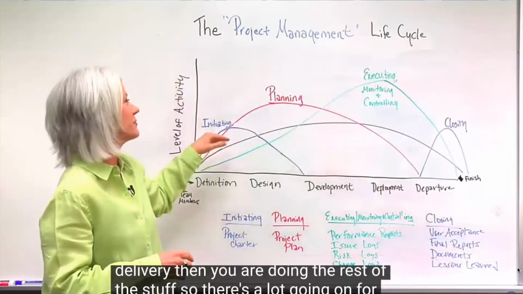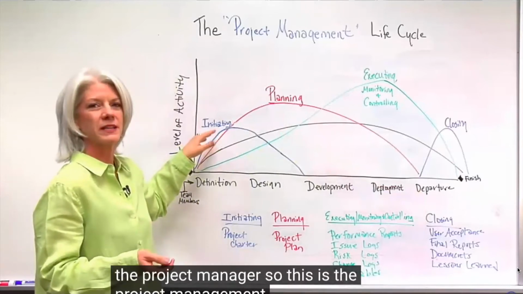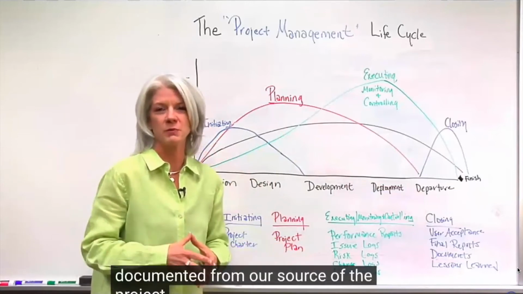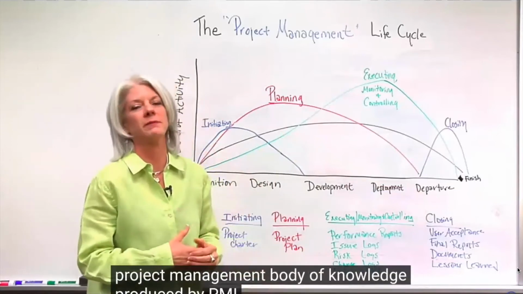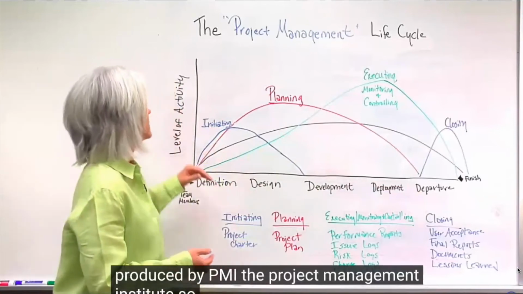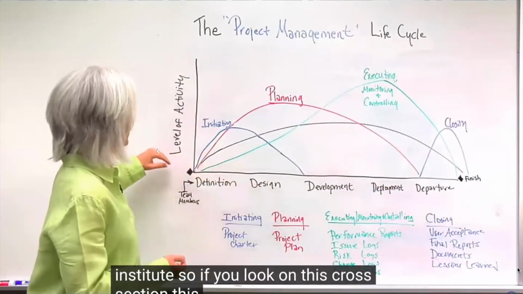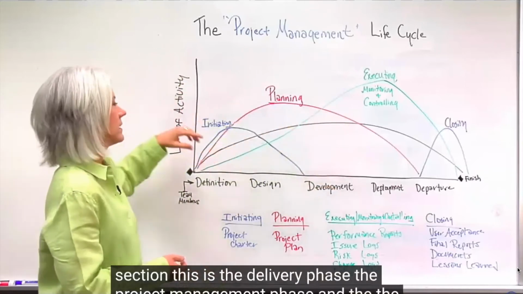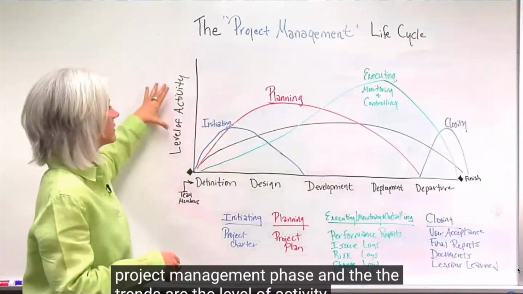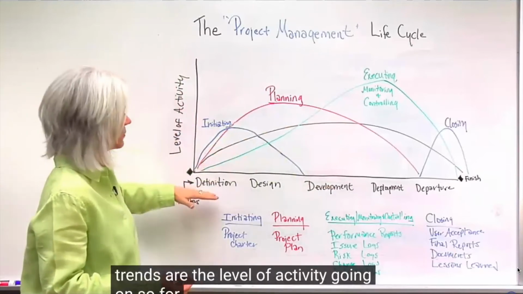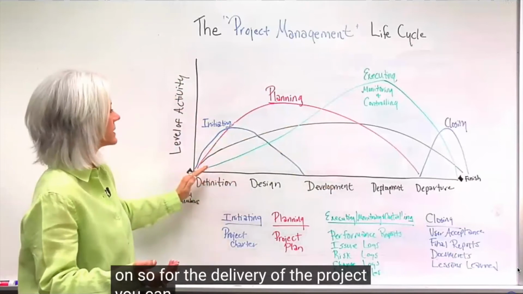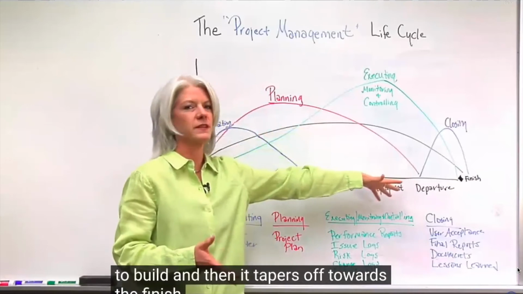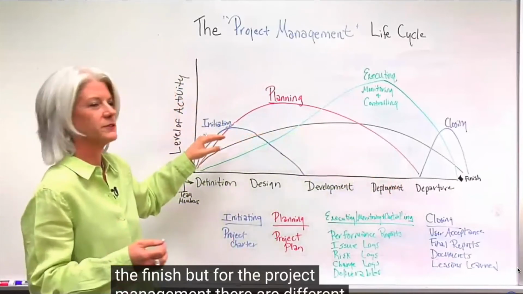So there's a lot going on for the project manager. This is the project management life cycle as documented from a source of the project management body of knowledge produced by PMI, the Project Management Institute. If you look on this cross section, this is the delivery phase and the project management phase, and the trends are the level of activity going on. For the delivery of the project, you can see it starts and then it begins to build and then it tapers off towards the finish. But for the project management, there are different things going on.